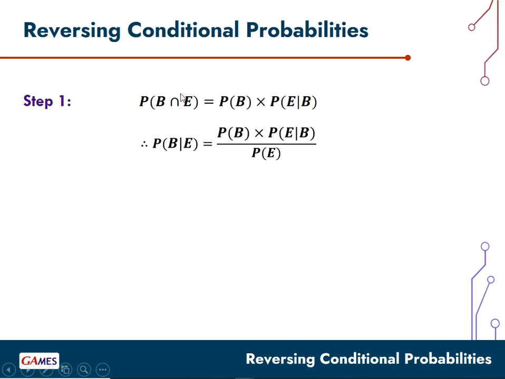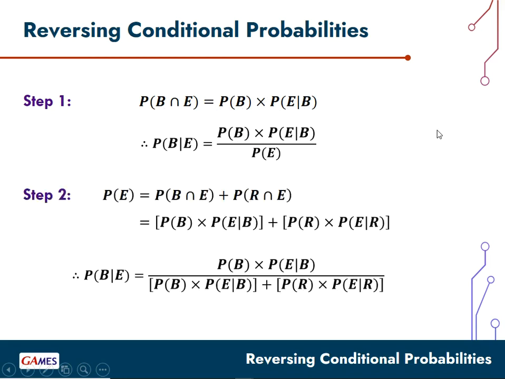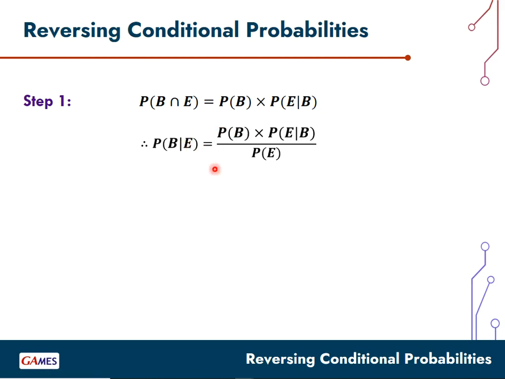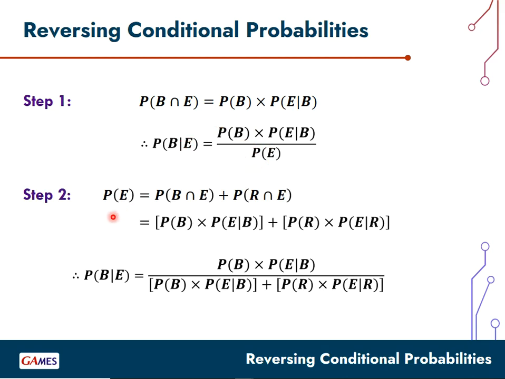Okay. So the numerator is P of B intersect E. Let's now express that in terms of the probability of B and the conditional probability of E given B. So we now replace P of B intersect E at the numerator here. We replace it with this. So now that we've done this, we are left with one item, the denominator, which leads us to step two.